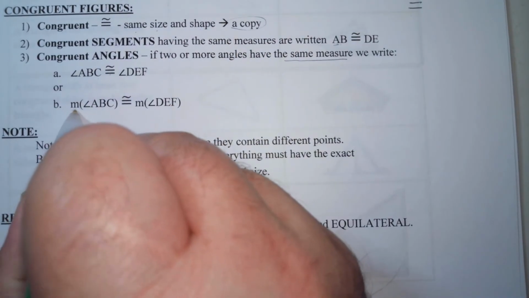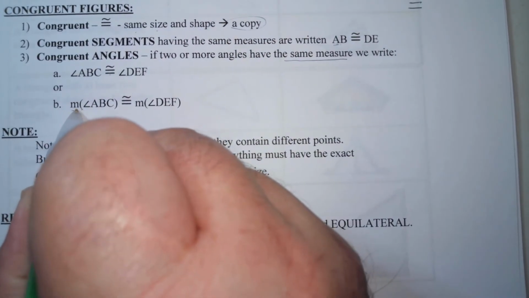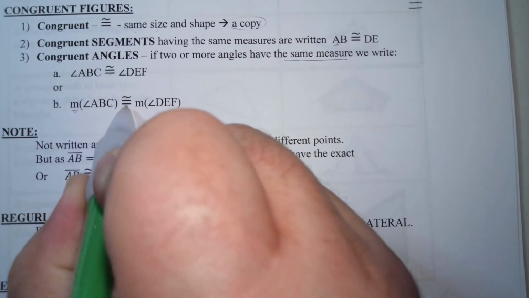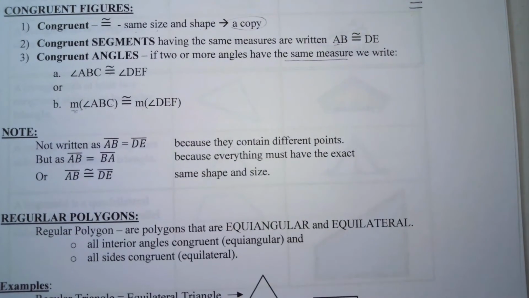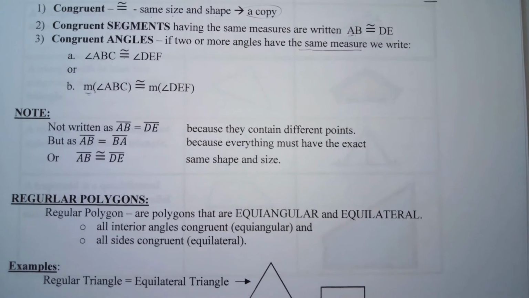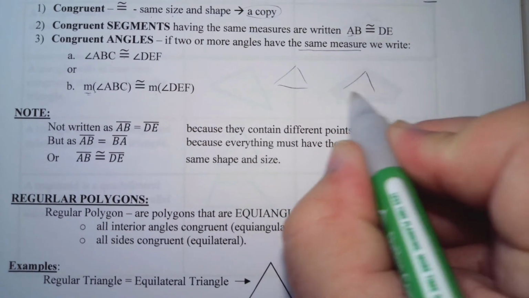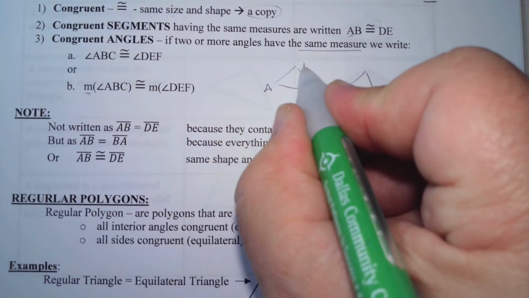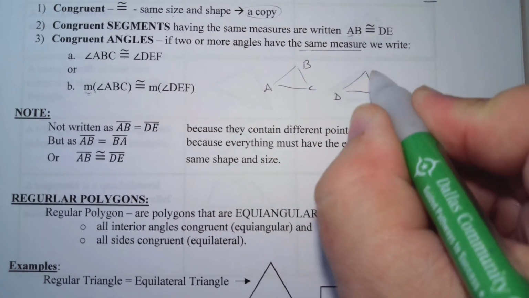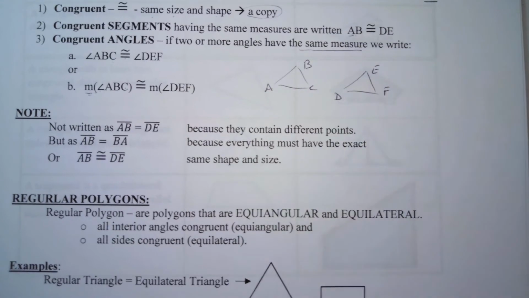Or we could write the measure. These are the angles themselves. The measure of angle ABC is congruent to the measure of angle DEF. Then we know that triangle ABC is exactly the same as triangle DEF.